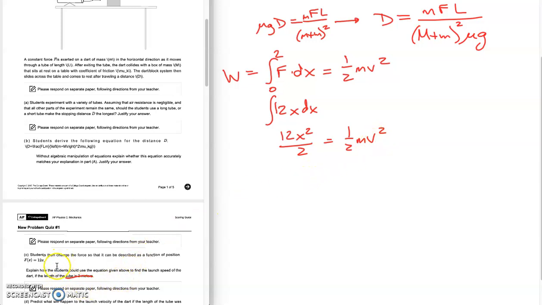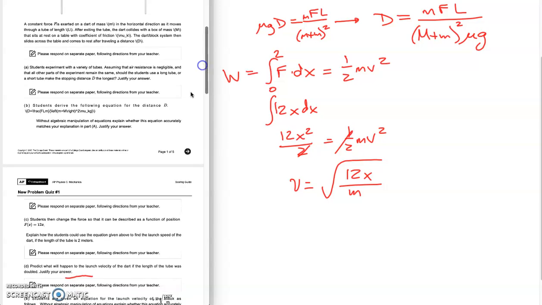What you need to explain that you're going to do is use the equation by integrating with respect to distance, setting it equal to kinetic energy, and then you solve for velocity by dividing both sides by mass, canceling out the 1/2 and taking the square root. And what you end up seeing is that velocity is directly proportional to length again.